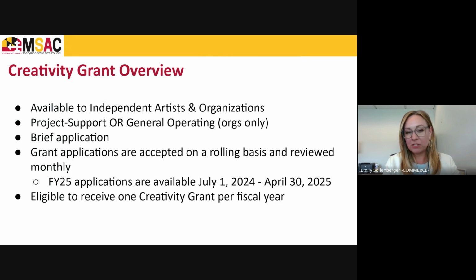Applications are accepted on a rolling basis and reviewed monthly. So for FY25, the cycle that's coming up, it's going to open on July 1st, so just in a couple of weeks, and it will be open through April 30th. So you can essentially apply anytime between July 1st and April 30th of 2025. And you're able to receive one Creativity Grant per fiscal year.